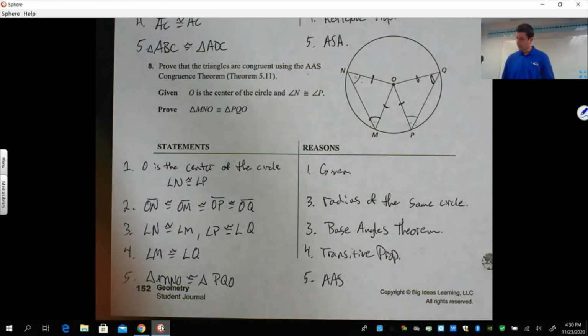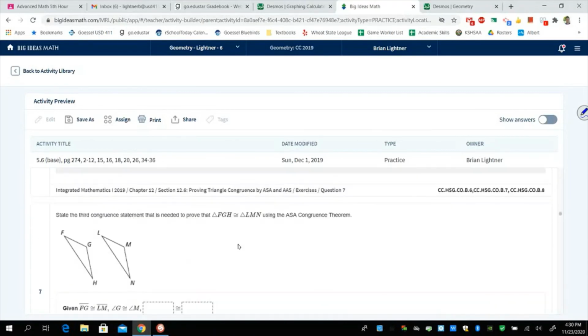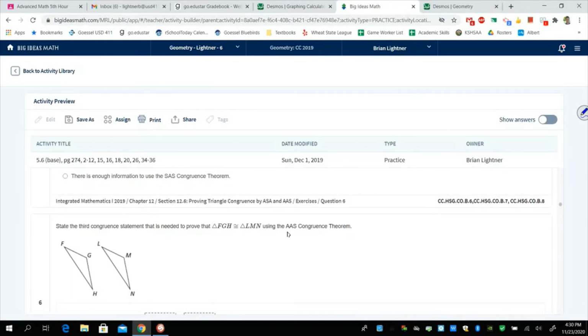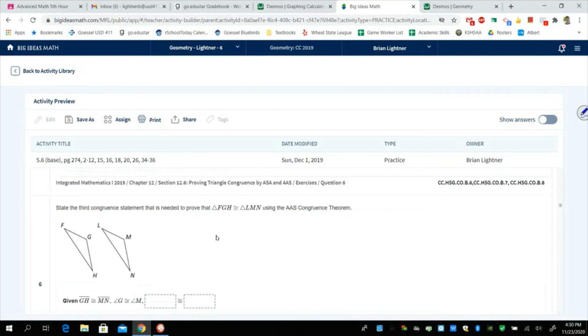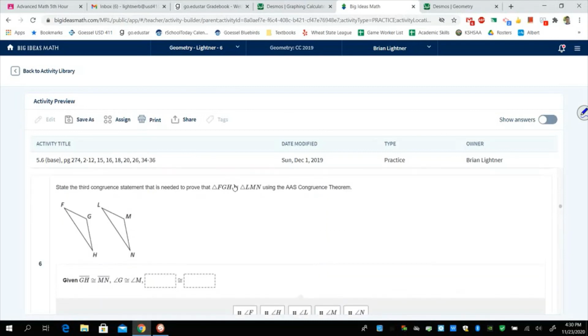Okay. So I believe that wraps it up for 5.6. Just looking through your assignment real quick. State the third congruence statement needed to prove this by this congruence theorem. So you have to say, okay, they're giving us a pair of congruent sides, a pair of congruent angles. You'll need one more pair of congruent angles to fit the angle-angle-side. And you have to decide which one that would have to be.